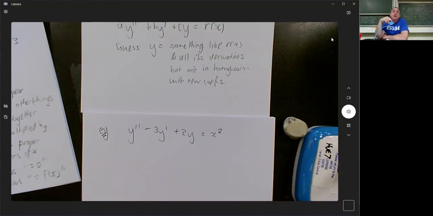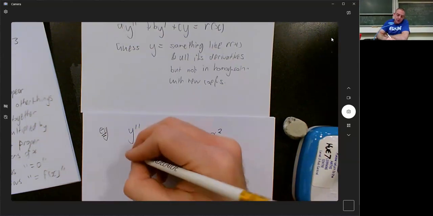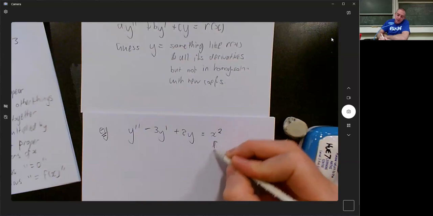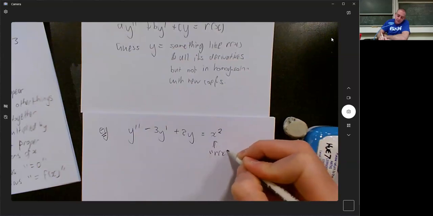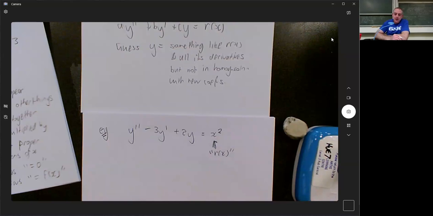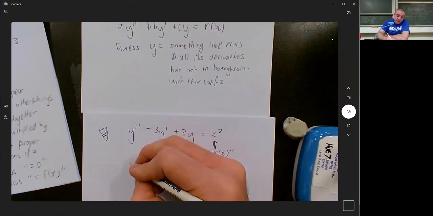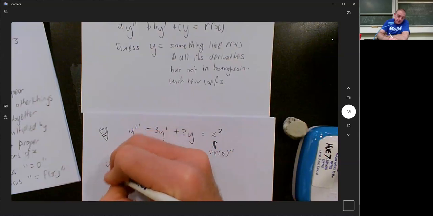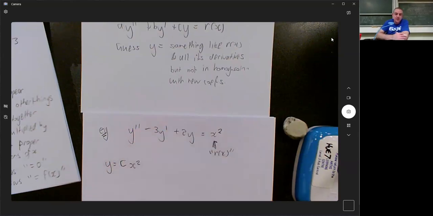I can't use as my solution anything that's part of the homogeneous solution, because when I put the homogeneous functions through here, they give the answer 0 and not x squared. So they can't be the correct answers for this. So I'm going to have to try, so this is my r of x here. I have to choose something like r of x, but with different coefficients. So I'm going to choose x squared, but with a different coefficient instead.